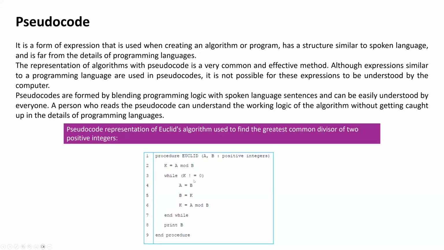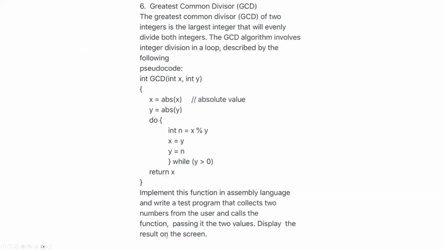If our k is not equal to 0, we will repeat this inner step, lines 4, 5, and 6 again and again. If this one equals 0, we will terminate this while loop in here. We will jump to line 7. Then we will print this latest value, and we are ending this procedure.